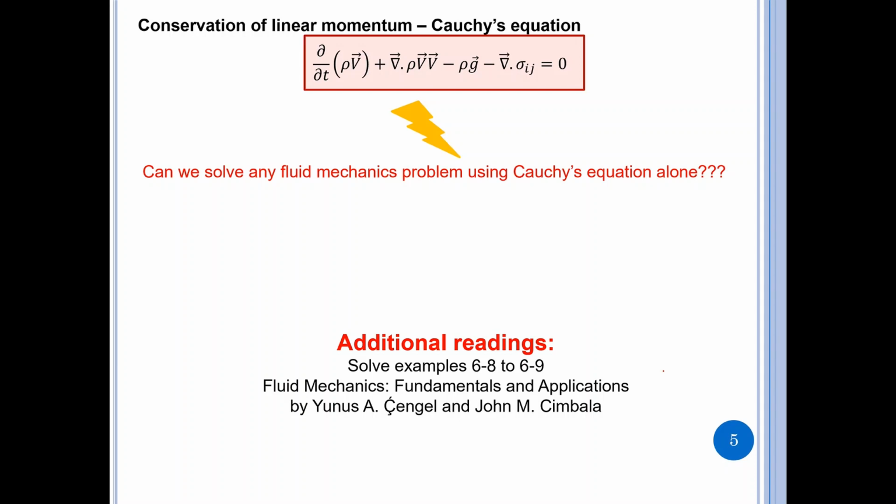So that's it for today for Cauchy's equation. You have to solve examples from the book, 6.8 to 6.9. And if there is anything which is not clear to you, please don't hesitate to ask me. So it's question time now. Please raise your hand and I will ask you to speak. Then you can unmute yourself, ask your question, and I will be happy to answer it. Thanks a lot.